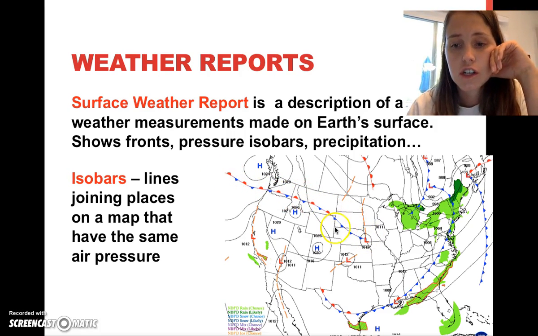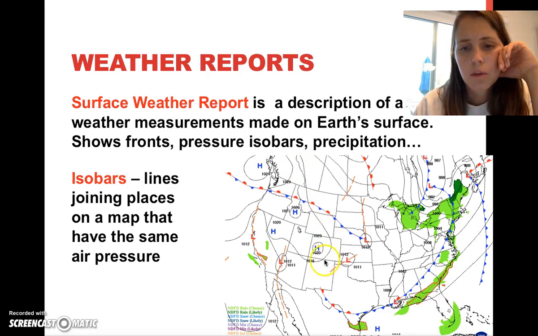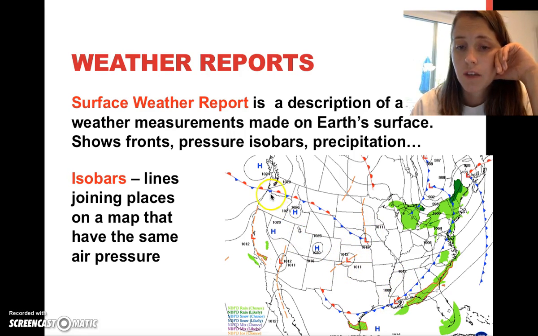Remember, this is a stationary front. You've got your warm front, you've got your cold fronts. I don't see an occluded front on this one, but then you also have your precipitation. And then you're going to see these things called isobars, all of these lines right here. Essentially what they do is connect all the places that have the exact same pressure on the map. And so you get this wiggly, wavy area that shows areas of low pressure and areas of high pressure.